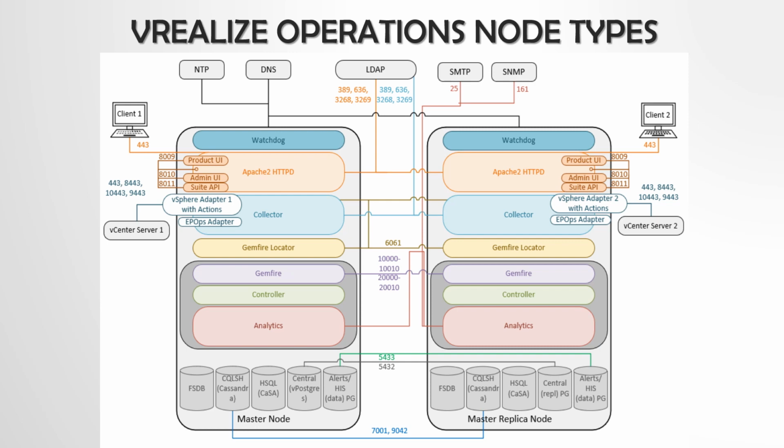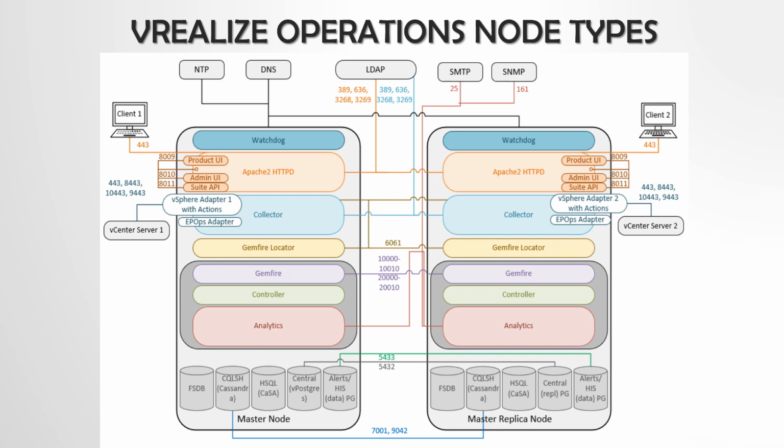Now it's time to understand about different types of vROPs nodes. But first you need to know that initially when you create these nodes, they have no role. At the time when you configure them, you assign them a role like master, master replica, or remote collector. So now let's begin with the first node, that is the master node.